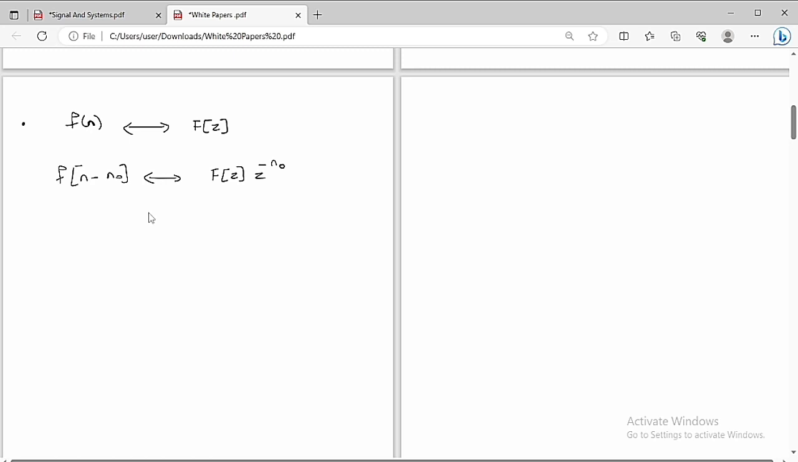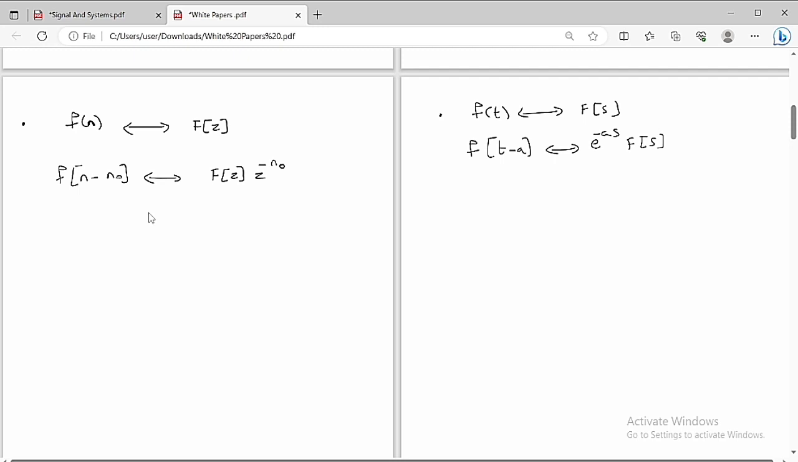This formula, as I've already told you, in the case of the Laplace domain also, I've already told you this type of formula. But let me explain that one also. So in the case of the Laplace domain, if f of t has the Laplace transform F of s, then f of t minus a has the Laplace transform e to the power of minus as into F of s, right?